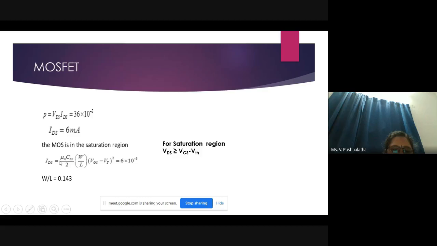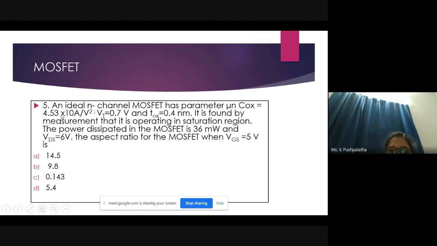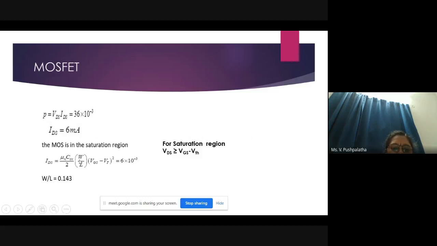Now your IDS equal to mu n Cox over 2 W by L, VGS minus VT whole squared, right? Mu n Cox value they had clearly given. What is mu n Cox value? Mu n Cox value is 4.53 into 10 power minus 6, right? And you need to find out the aspect ratio, which is W by L, right? And VGS value they had given, which is 5 volt, and VT is 0.7, right? So if you apply mu n Cox value, and then take this W by L, and substitute the values, you will get the W by L ratio as 0.143.